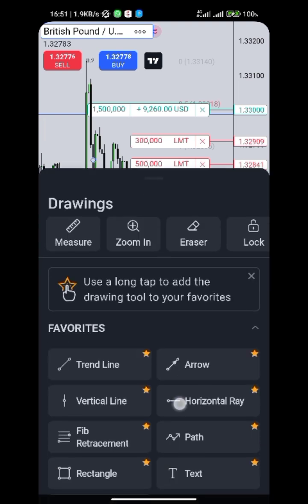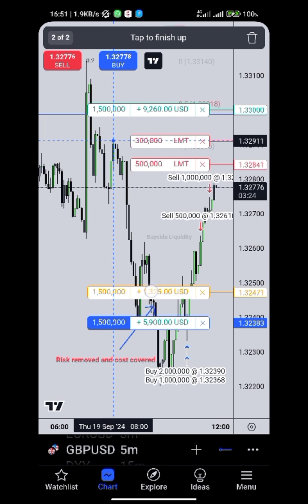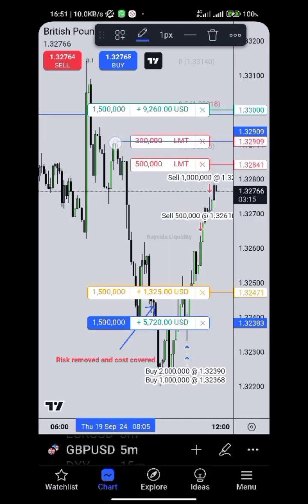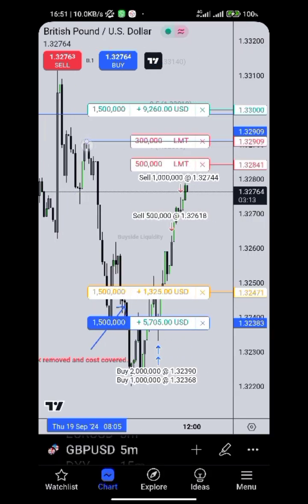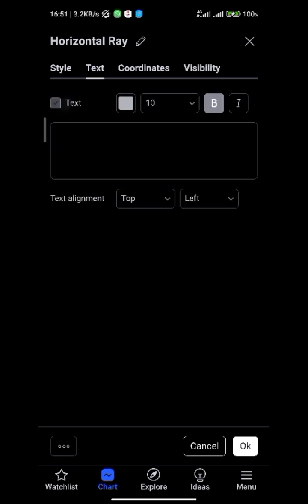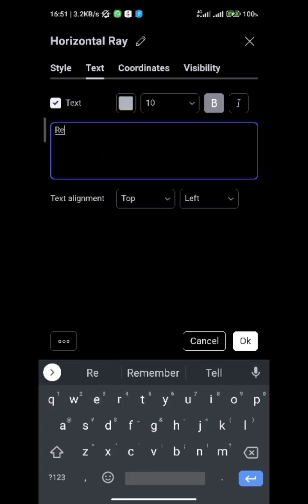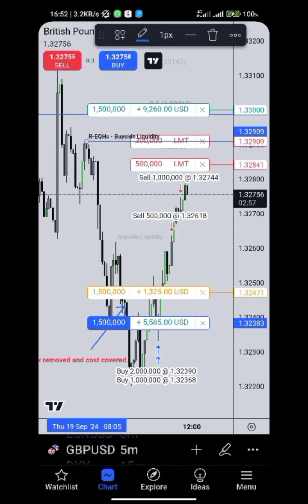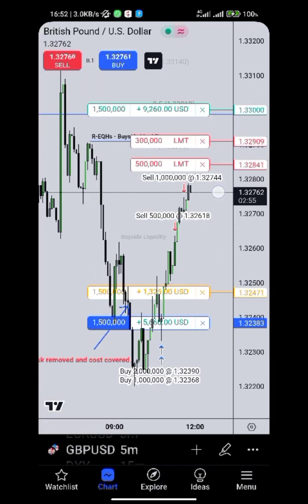So here is relatively equal highs. It's too clean. Call it relatively equal highs, buy side liquidity. So that's the next row. This is the next thing.